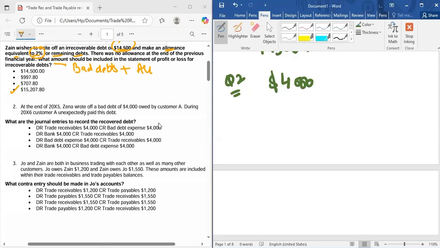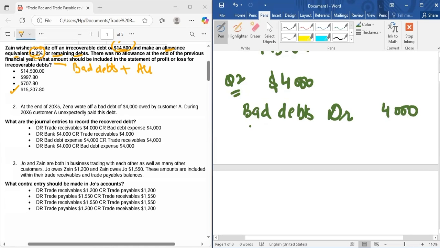So what entry she must have passed? She must have passed the entry of bad debts, debit, because bad debts is our expense and expenses have debit balance. So I'll write bad debts debit 4,000, and trade receivables credit, because receivables have a debit balance. So now I have to remove it. I have to cancel it out. So I'll write credit trade receivables, which would come out to be 4,000. So this was the initial entry that she must have passed.